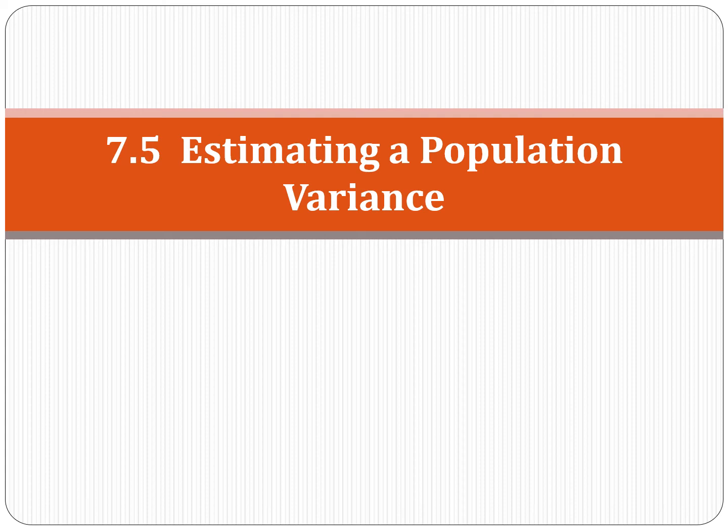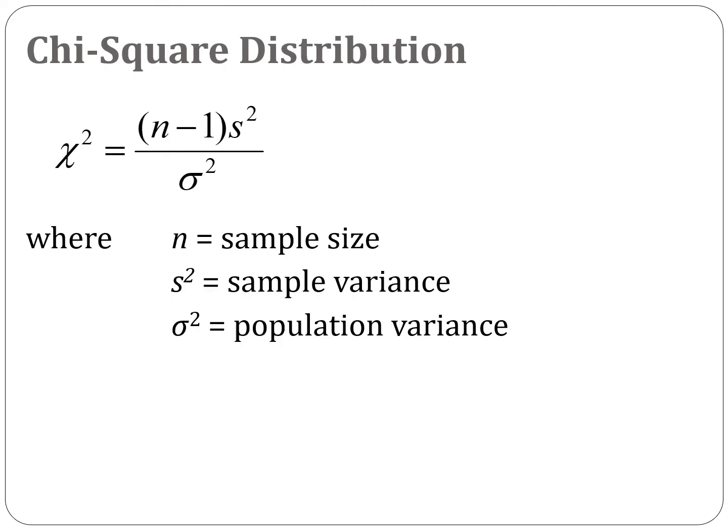Section 7.5 is the last section in Chapter 7, and this is about creating confidence intervals to estimate a population variance or standard deviation. So in this section, we're going to introduce a new distribution. It's called the chi-squared distribution, and this one looks a little different than the t-distribution and normal curve that we've been working with. The test statistic for a chi-squared distribution is given by this equation here.